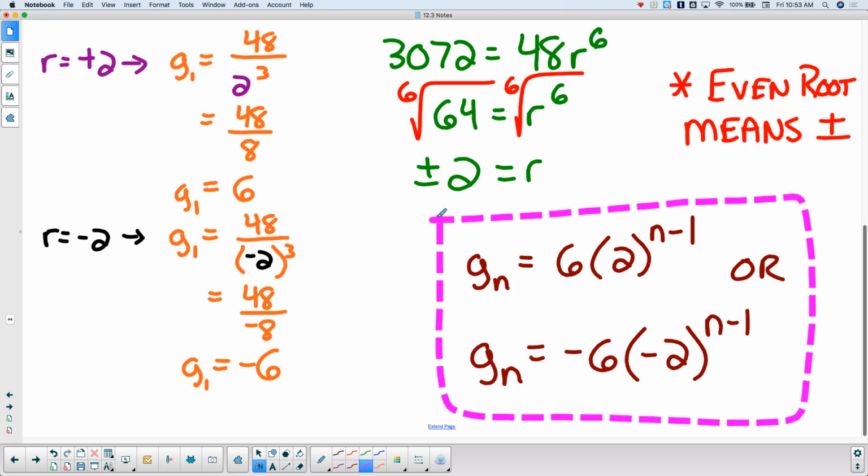Now, it just so happened to work out that the positive r value gave me the positive g sub 1 in this case. That is not always the case. Just because it's positive r doesn't mean it's going to be a positive first term, and negative r, negative first term. That's not the case. That just happened to be a coincidence.